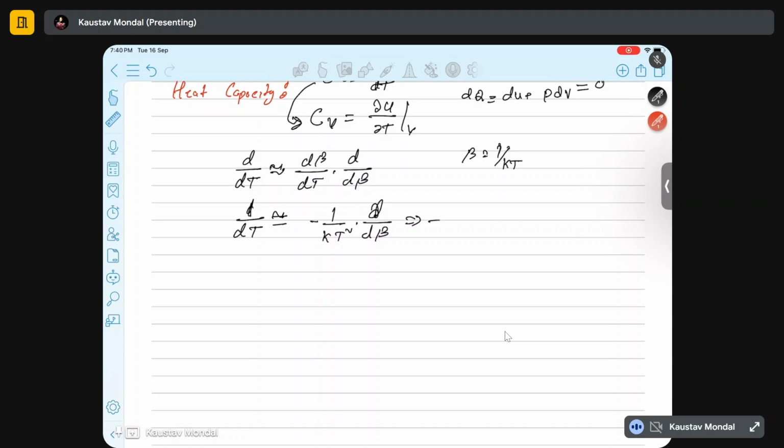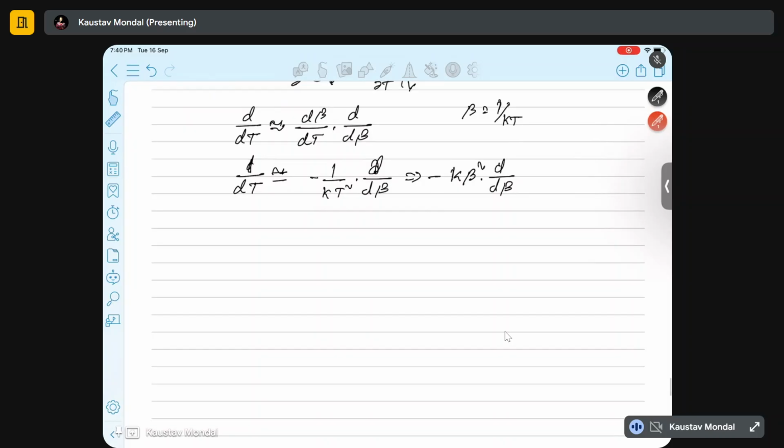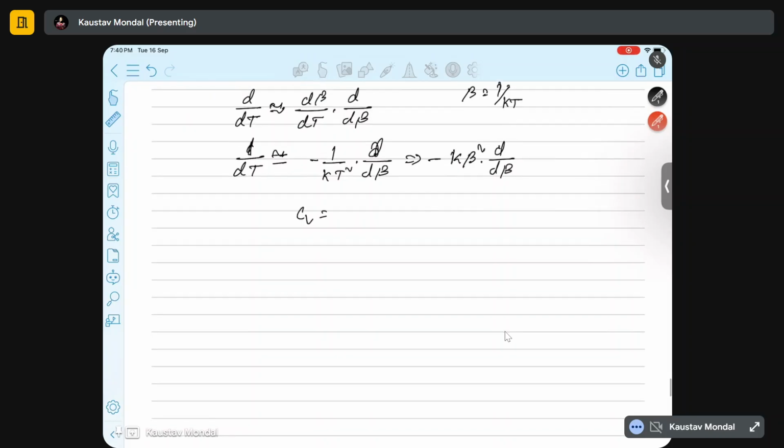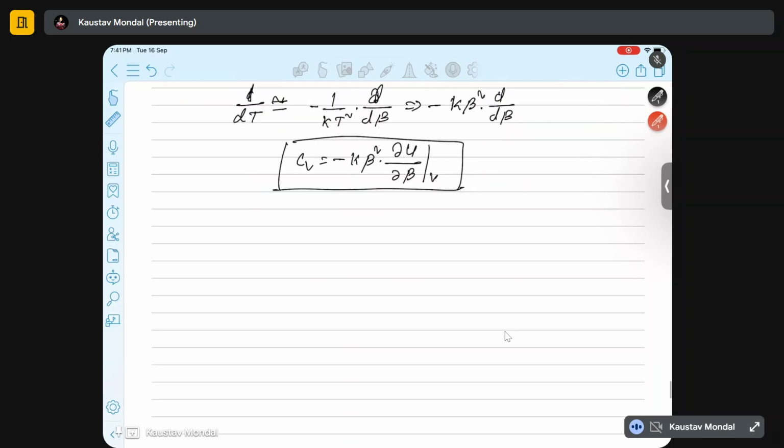So we can multiply by k on both sides, which gives you k beta squared d by d beta, right? So C_V you can write like this: minus k beta squared into del U del beta at constant volume. This is the modified expression of C_V, the specific heat at constant volume, right?